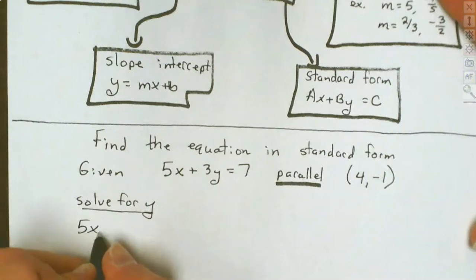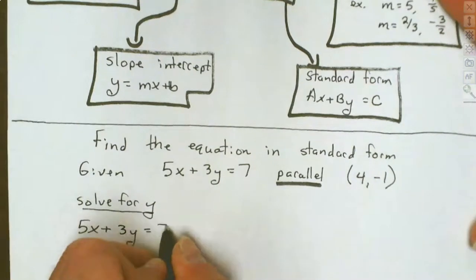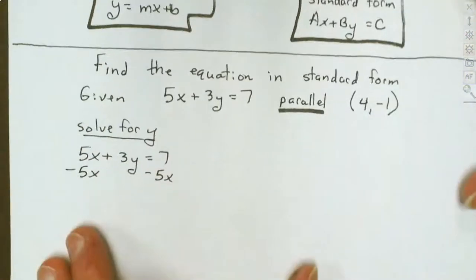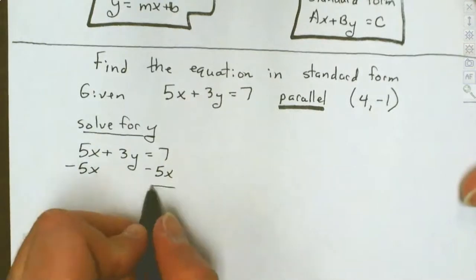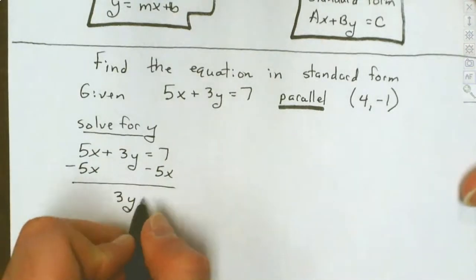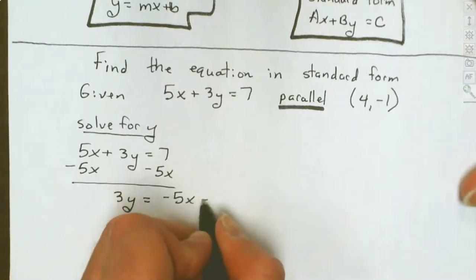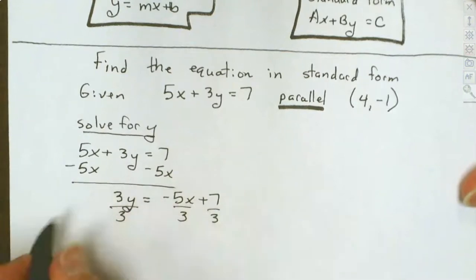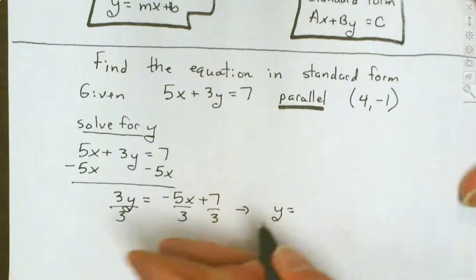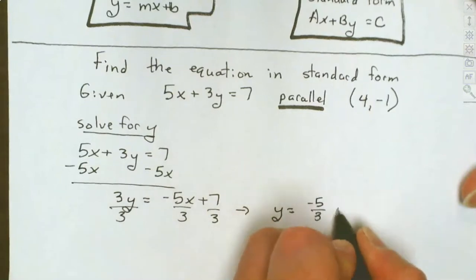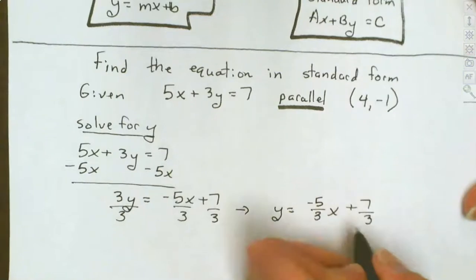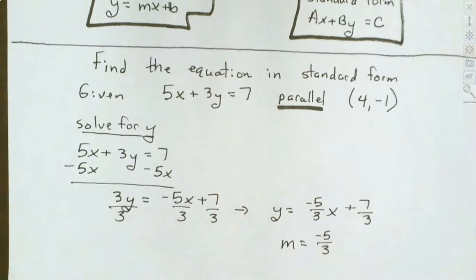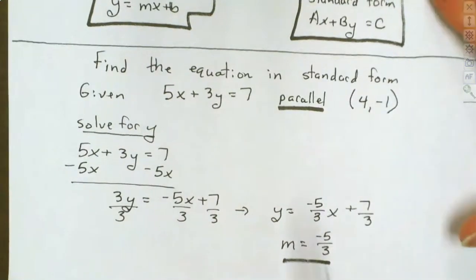So we've got 5x plus 3y equals 7. I'm going to move that 5x over. That leaves me then with 3y equals minus 5x plus 7. Divide by your 3 everywhere. And now we have y equals minus 5/3 x plus 7/3. And m is minus 5/3. That's your slope. And that just came from there.